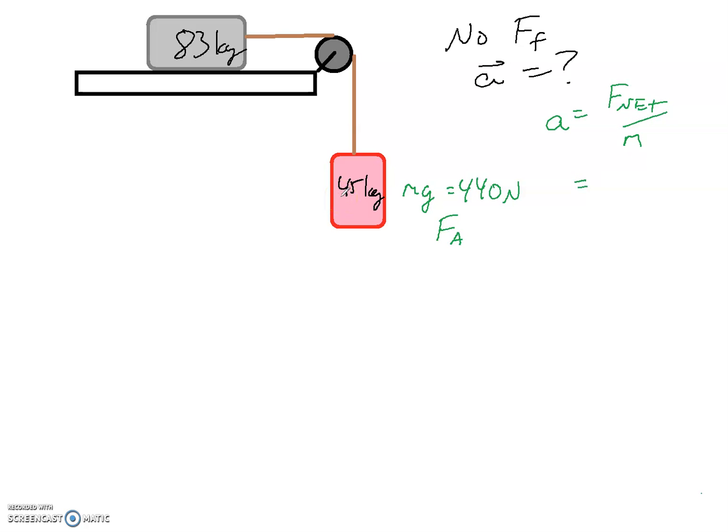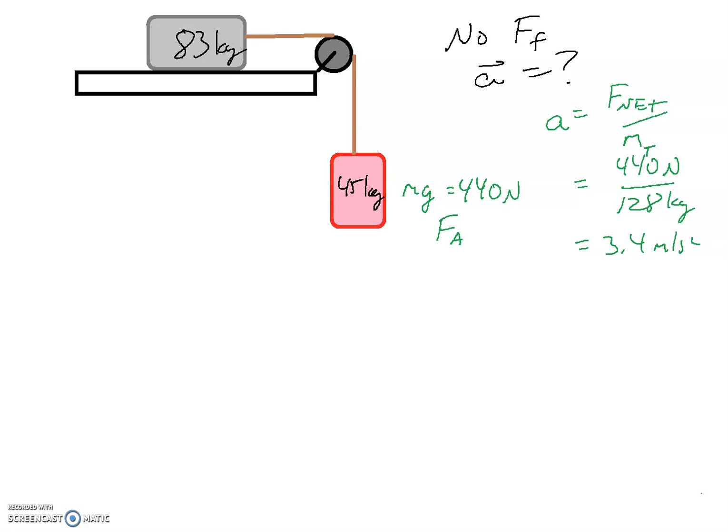The 45 kilogram pink box is the only thing pulling. So we've got 440 newtons trying to move it. There's nothing slowing it down, so that's it. And then we divide by the mass. We'd want to use the total mass of the two boxes, so that would be 128 kilograms. If we divide the two out, we get the 440-ish over the 128. It'd be accelerating at about 3.4 meters per second squared, and that is it.